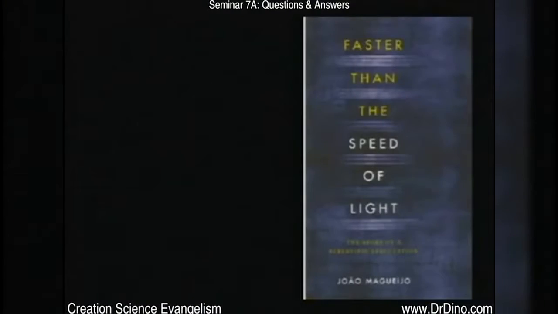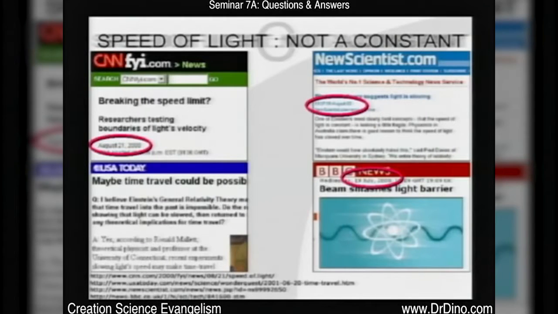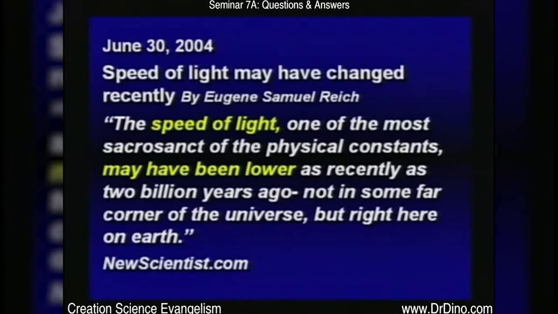There's the book by the Italian scientist, I'm assuming he's Italian. It says, look, the speed of light is not a constant. And there have been many articles published about this. You can read them for yourself. I'll flash through them quickly here and you can get the details.